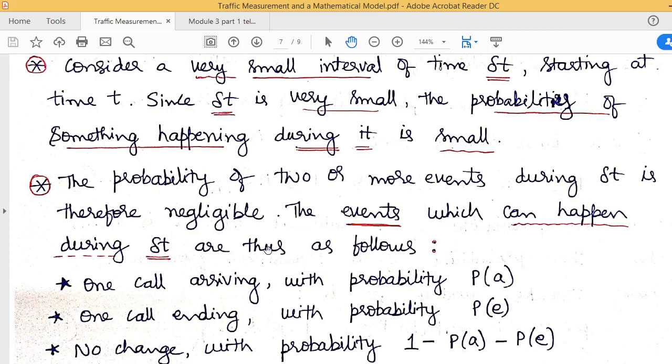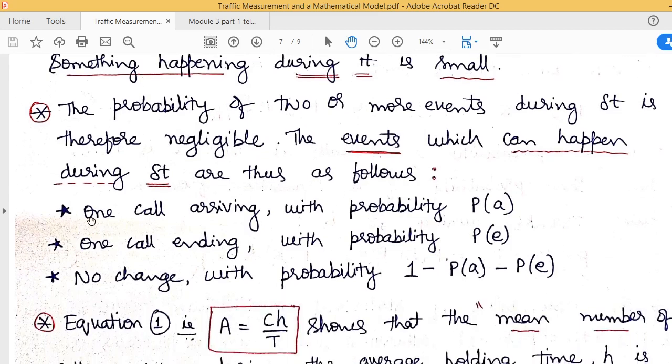So the events which can happen during delta t are as follows. Within this time duration delta t, we may have one call arriving with a probability of arrival P of E. Similarly, within this delta t, we may have one call ending with a probability P of E. Probability of ending a call is defined as P of E. Similarly, there may be no change with probability 1 minus P of E minus P of E.